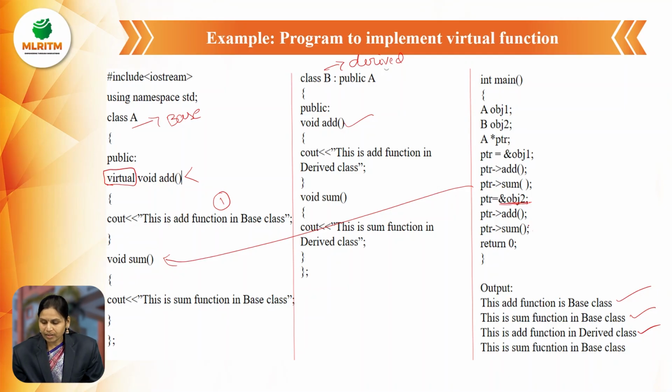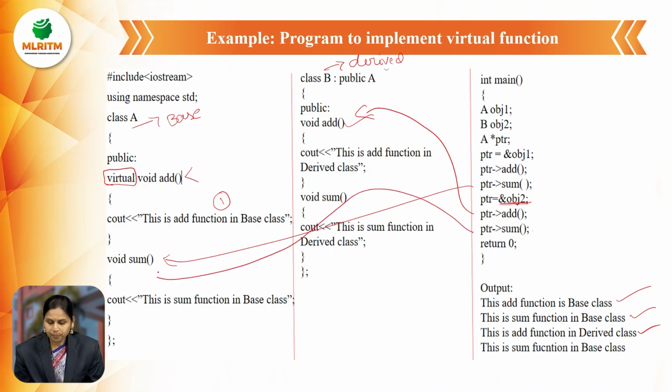Next, it calls the sum function. Then it goes to the sum function in the base class, because here the sum function is not a virtual function. So the control goes directly to the base class. Even though we copied the object 2 address into the pointer, the control executes the base class function only. That's why we get this is sum function in base class.